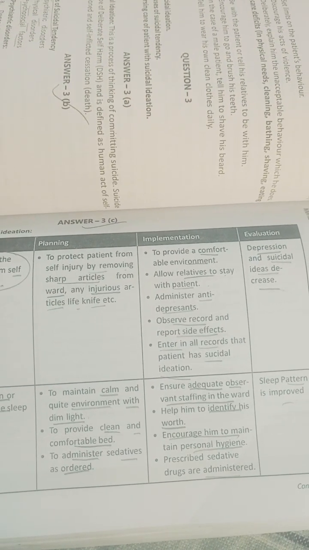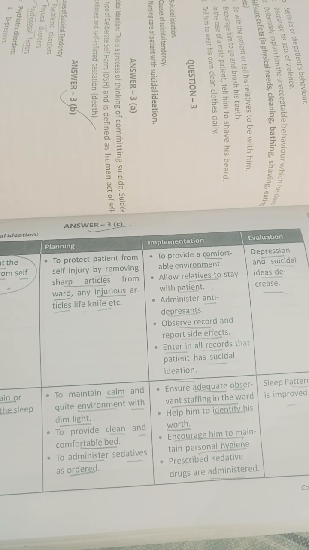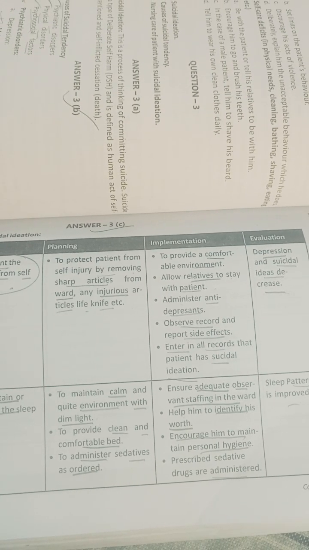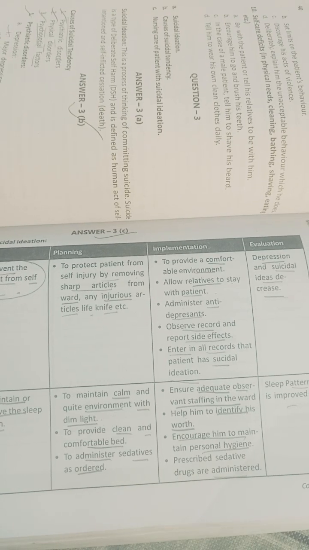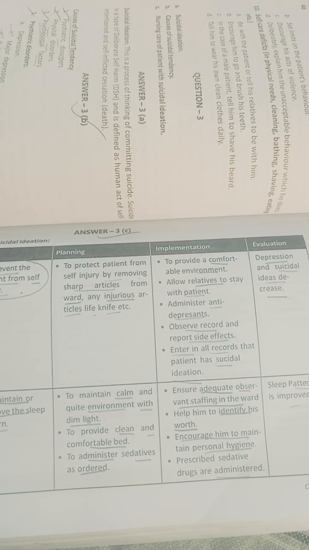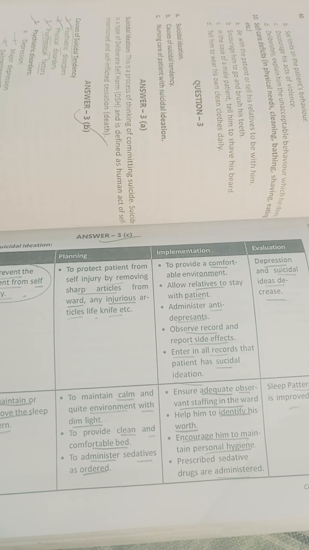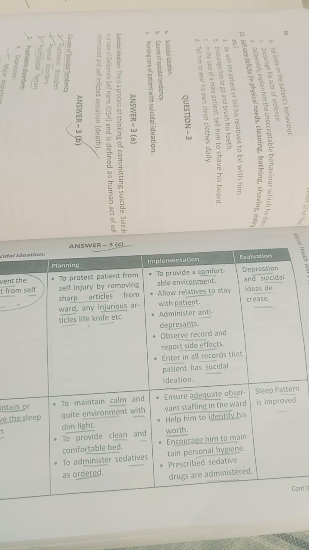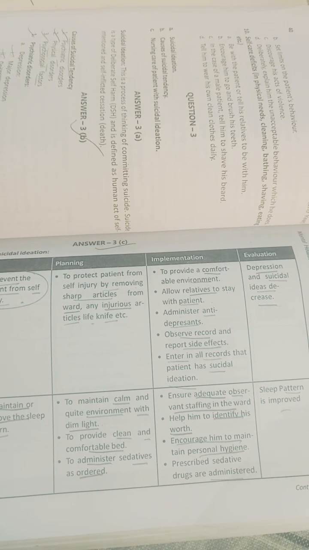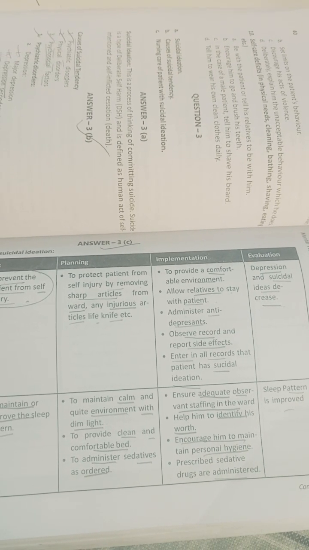So implementation, how to implement? To provide a comfortable environment, allow relatives to stay with the patient, never leave the patient alone. Administer antidepressants. Observe, record, and report side effects. Enter in all records that the patient has suicidal ideation.